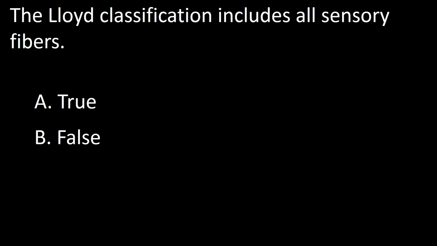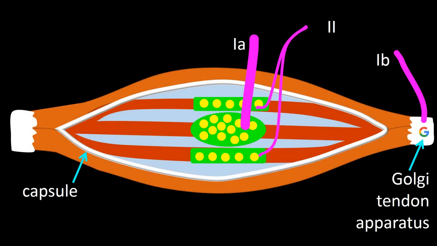Next question. The Lloyd classification includes all sensory modalities. A. True, B. False. The Lloyd classification includes muscle and tendon sensory fibers and nociceptive fibers. The muscle sensory fibers themselves include the primary nerve endings, fibers that arise from the bag intrafusal fibers, and the secondary nerve endings that arise from the chain fibers in the intrafusal organelle of the muscles.